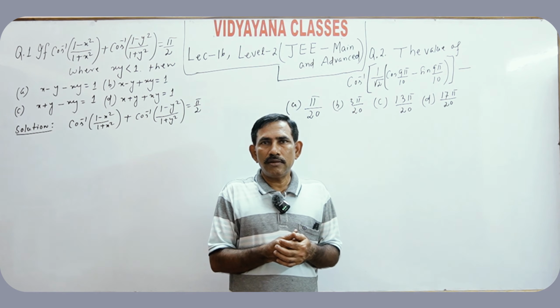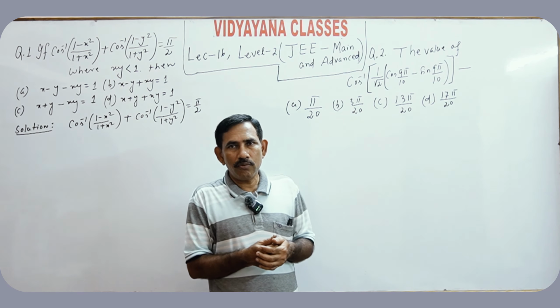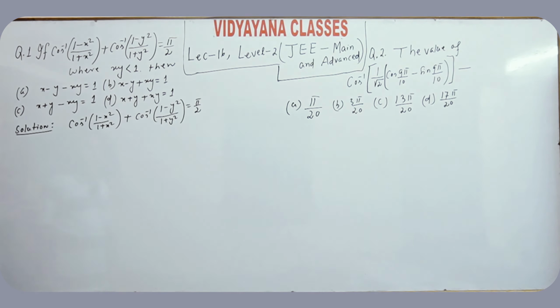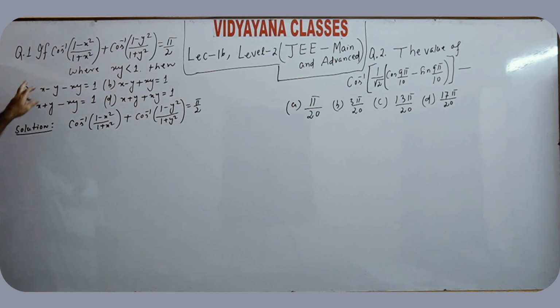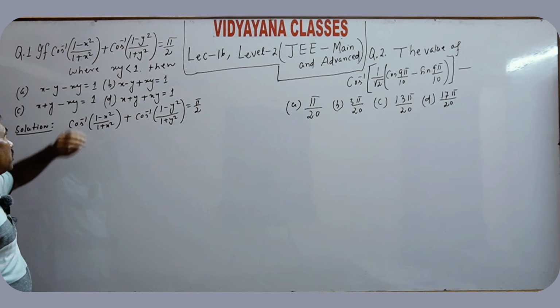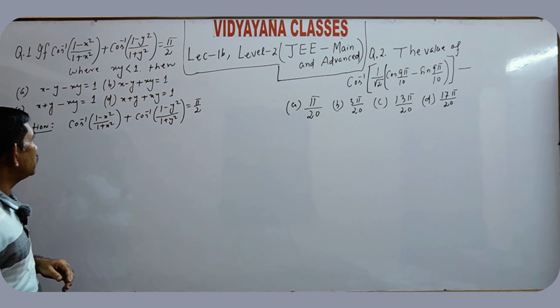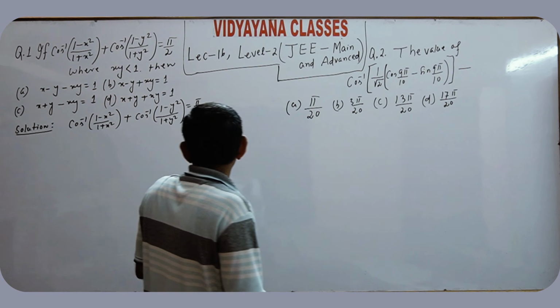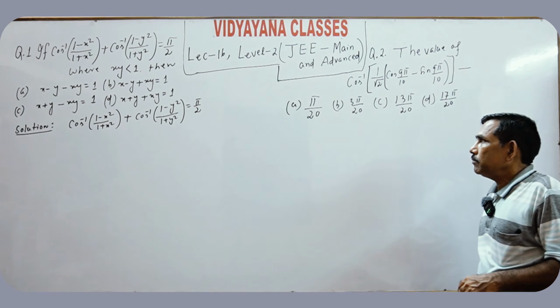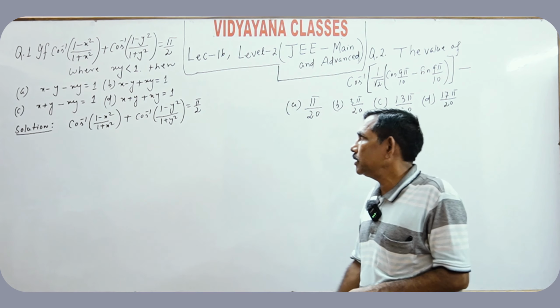Today we will discuss some entrance level questions. Question number 1. If cos inverse (1 minus x square divided by 1 plus x square) plus cos inverse (1 minus y square divided by 1 plus y square) is equal to pi by 2, then which one of the following is correct?